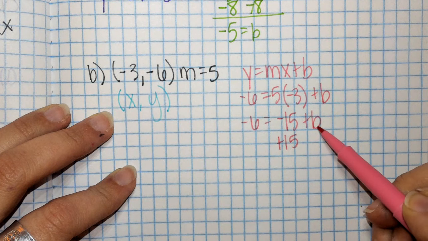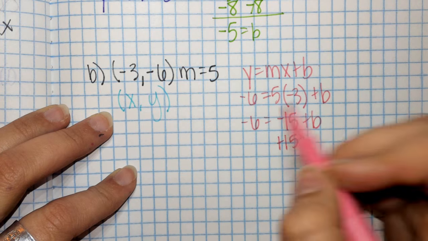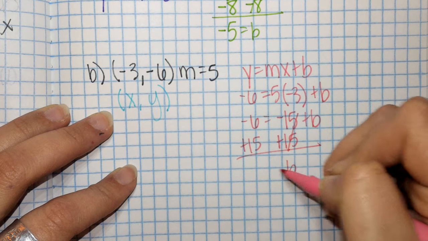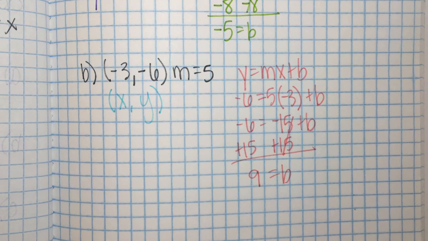Now, am I going to add 15 to B? No. Why? Because they're not like terms. Can't do it. And you get 9. Alright, does everybody see where we got 9 from? Yes. Are we sure? Yes. How excited are we? Not a lot.